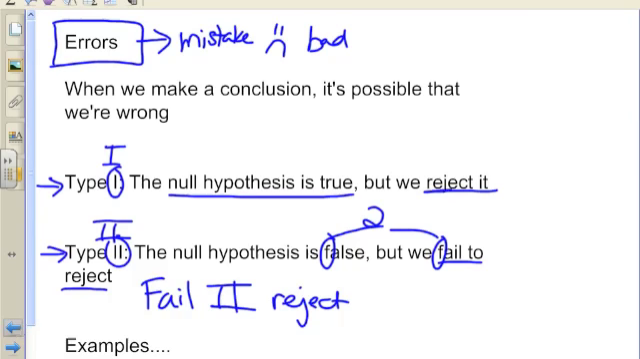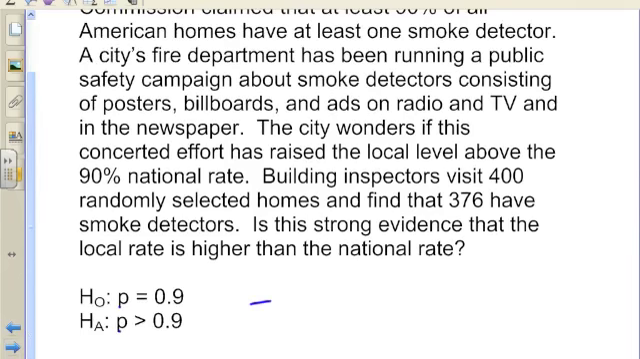So it has to be a type 1 error. That's when we reject the null, but in error, it was true. So this would have been a type 1 error if you reject. Your chance is of making a type 1 error.